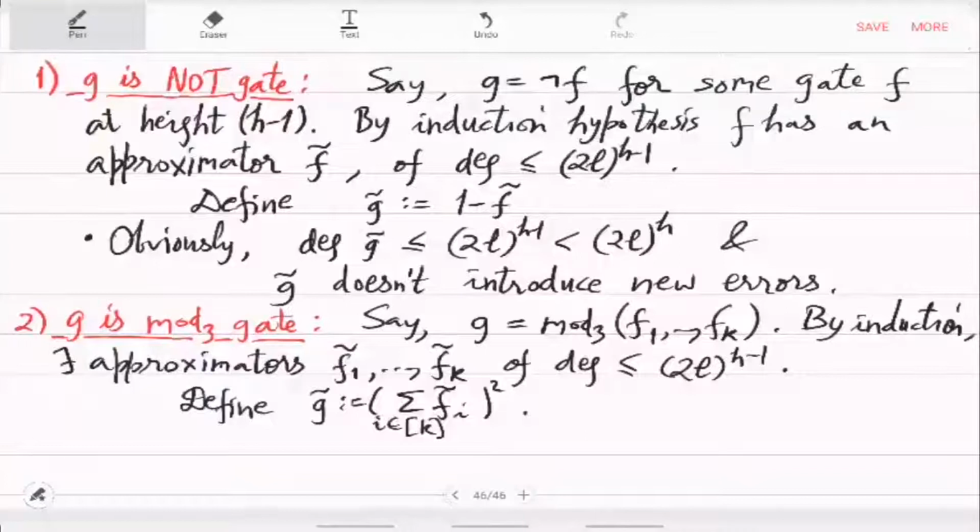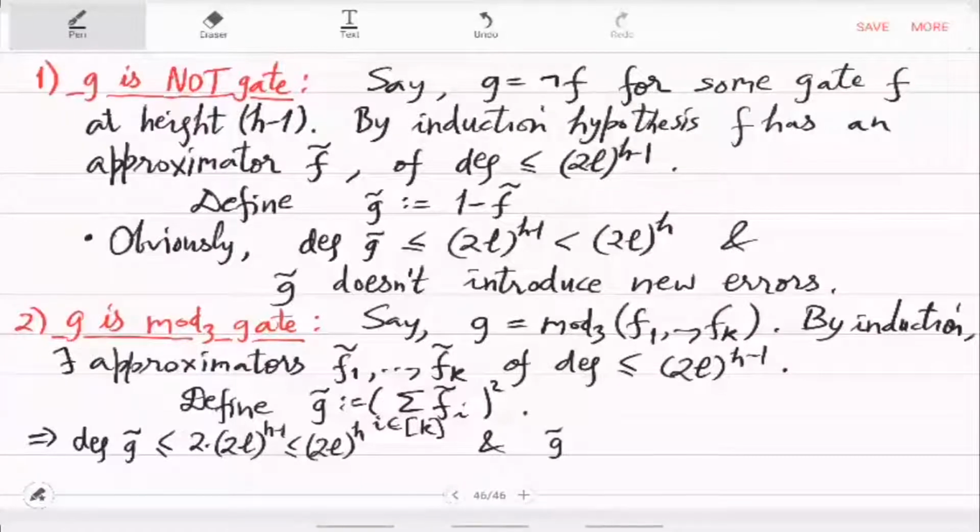What is the degree? The degree is whatever it was before, doubled. So it's definitely smaller than (2l) raised to h. And G tilde's definition again introduces no new error.